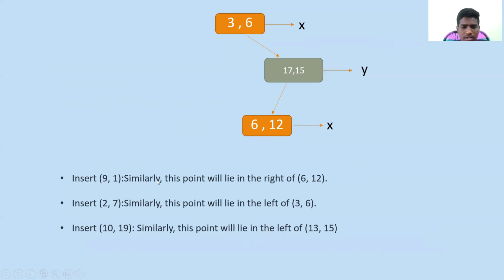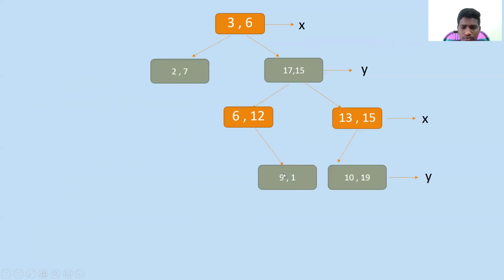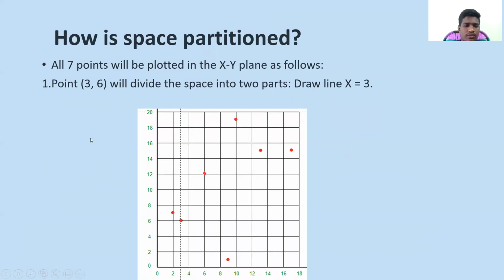Here 9 comma 1. First we have to compare this 9 with this 3. As this 9 is greater than the value of 3, it should be there in the right side of this tree. And we have to compare this 1 with this 15. As we have 6 and 12, we won't compare with this, and we have to compare this 9 value again with this 6. Yes, 9 is greater than 6, so it should be there to the right side of this 6 comma 12.